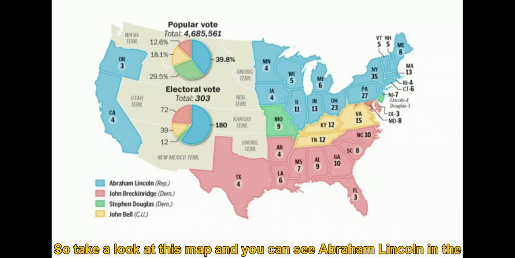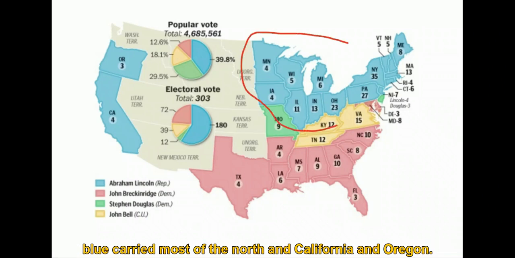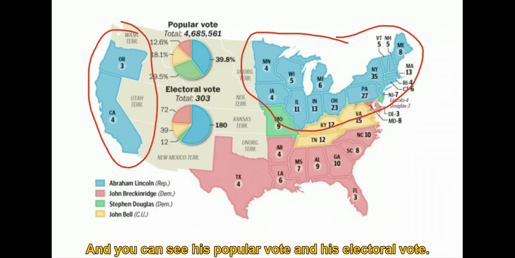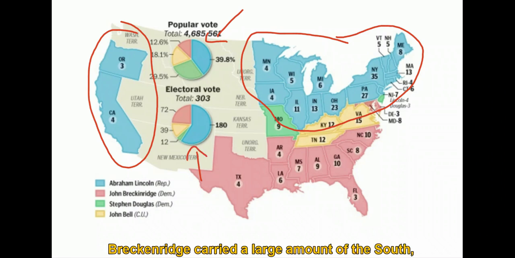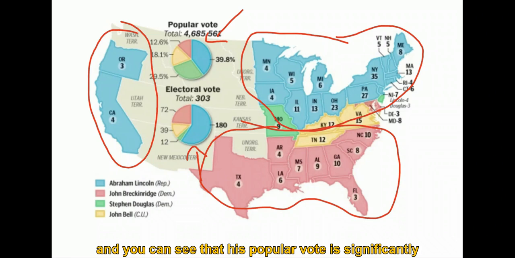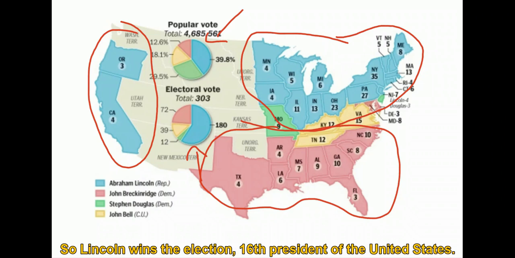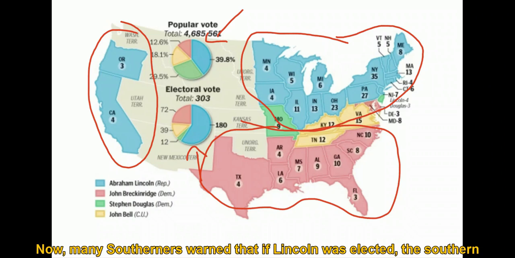So take a look at this map, and you can see Abraham Lincoln in the blue carried most of the North and California and Oregon. And you can see his popular vote and his electoral vote. Breckinridge carried a large amount of the South. And you can see that his popular vote is significantly lower than Lincoln's, as are his electoral votes. So Lincoln wins the election, 16th president of the United States.